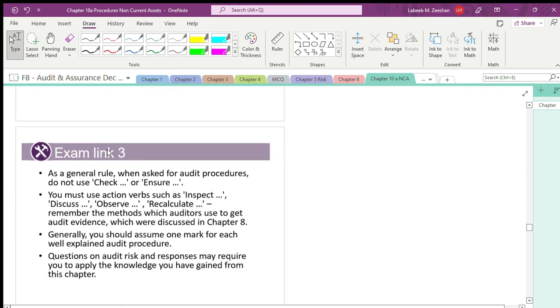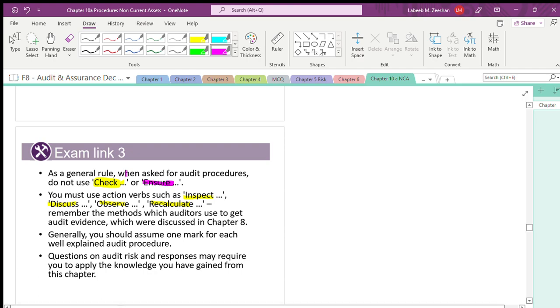As a general rule, when asked for auditor procedures, see the thing. This word you should not use anywhere in the question paper. Keep it in mind. You should not use check. Auditor will never check. Auditor will only verify. Auditor will only inspect. You must use the words inspect, discuss, observe, recalculate. Getting your point? You should be very clear about that.